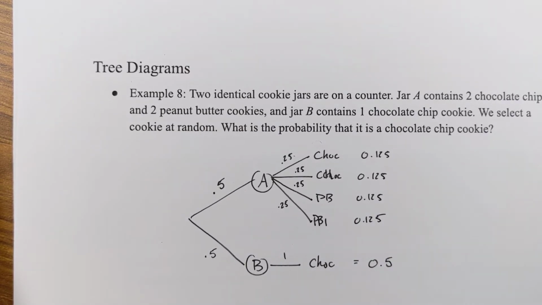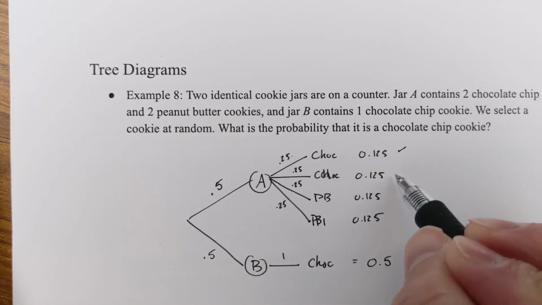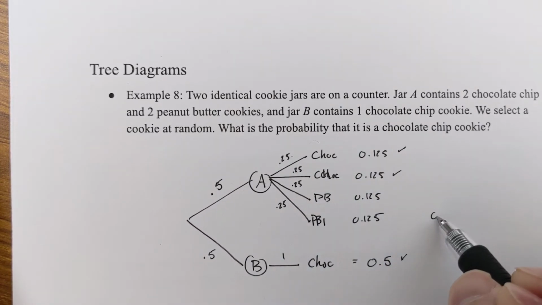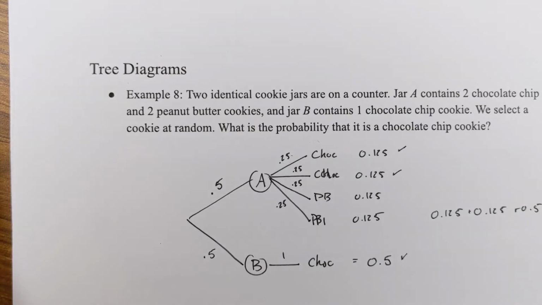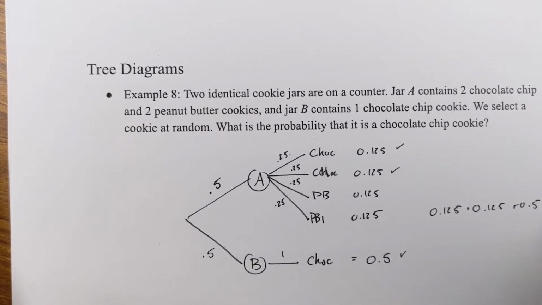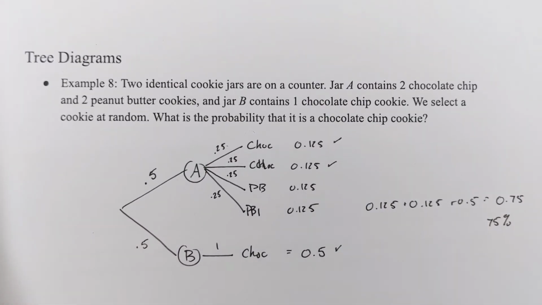So the total likelihood of selecting a chocolate chip cookie is this one and this one and this one. So 0.125 plus 0.125 plus 0.5, which comes out to be 0.75 or a 75% chance. Which, if you just do 3 out of 5, that's actually only 60%.